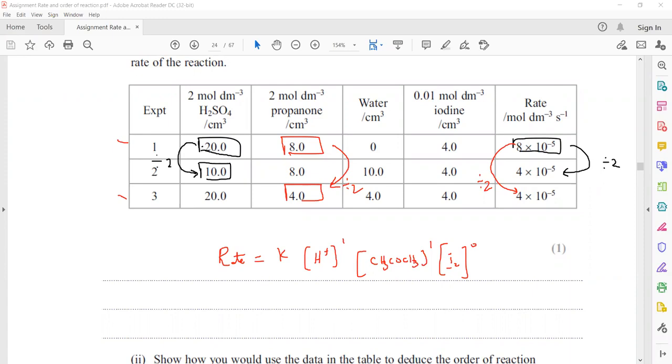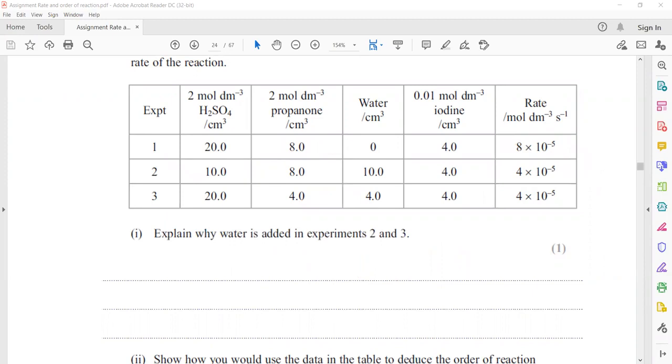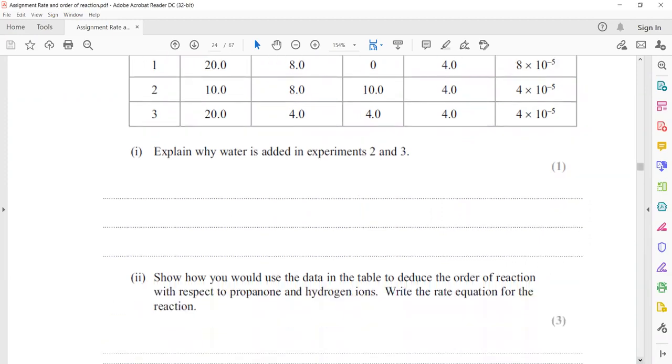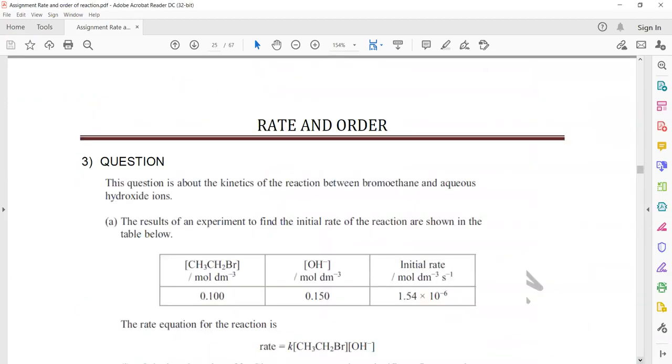And the same way we will compare experiment 1 with experiment 3. So the volume is half, it means the total concentration is also half, and it shows the rate is also half, so it again shows it is first order with respect to propanol.